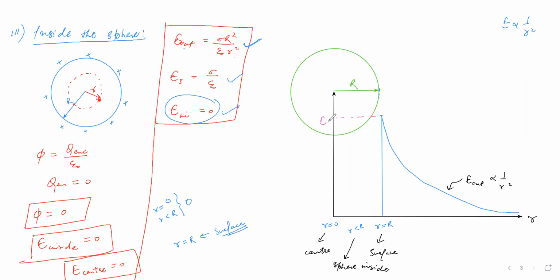This is the value of E of s. Note it down, please. This represents sigma over epsilon naught. And this region represents r greater than capital R, which is outside. Note it down, please.